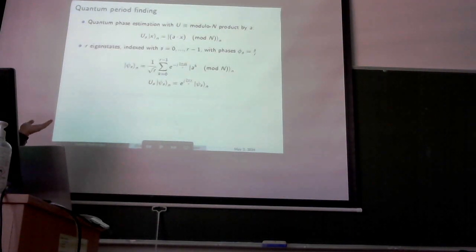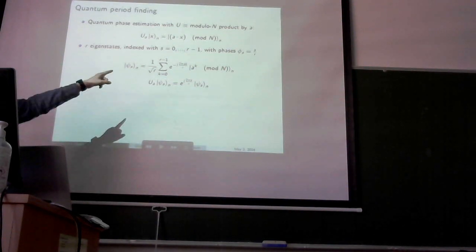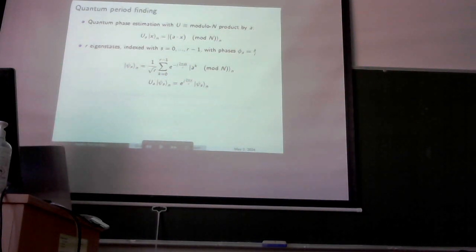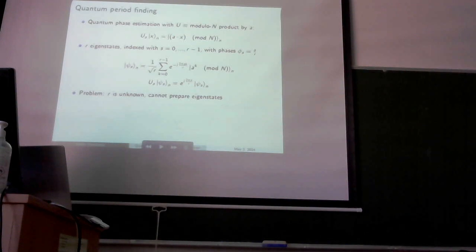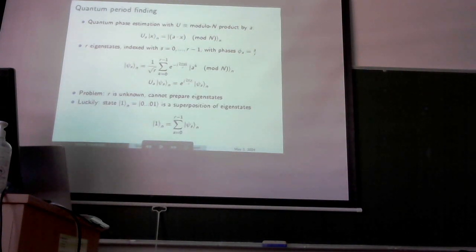Why do we use this particular unitary? Because one can see that these are the particular eigenstates and eigenvalues of this unitary. There are r of them, which I am indexing with this value s, and the phases we would extract by performing quantum phase estimation would be those fractions s over r. However, you might notice that we cannot really prepare a pure eigenstate in the quantum register because we will need to know r to prepare such a register. So the solution is, as I mentioned before, to use quantum phase estimation with a superposition of eigenstates because luckily the number 1 represented as a basis state happens to be a superposition of all the eigenstates if you add all of them.